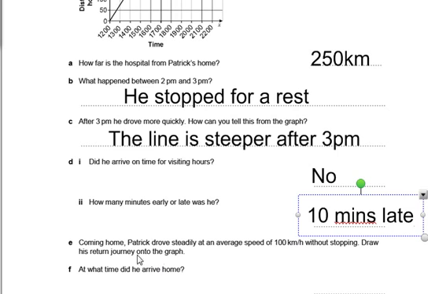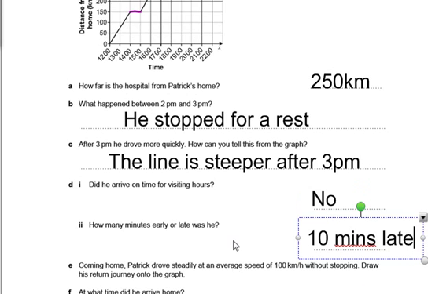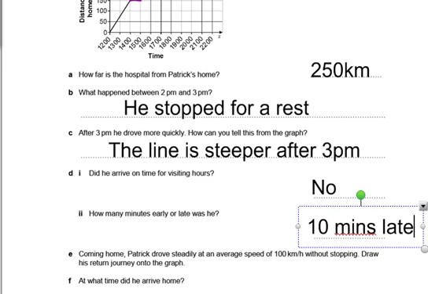Okay, part E. Coming home, Patrick drove steadily at an average speed of 100 kilometers per hour without stopping. Draw his return journey on the graph. So he's going to return home at an average speed of 100 kilometers per hour without stopping. We're going to draw his return journey on the graph.